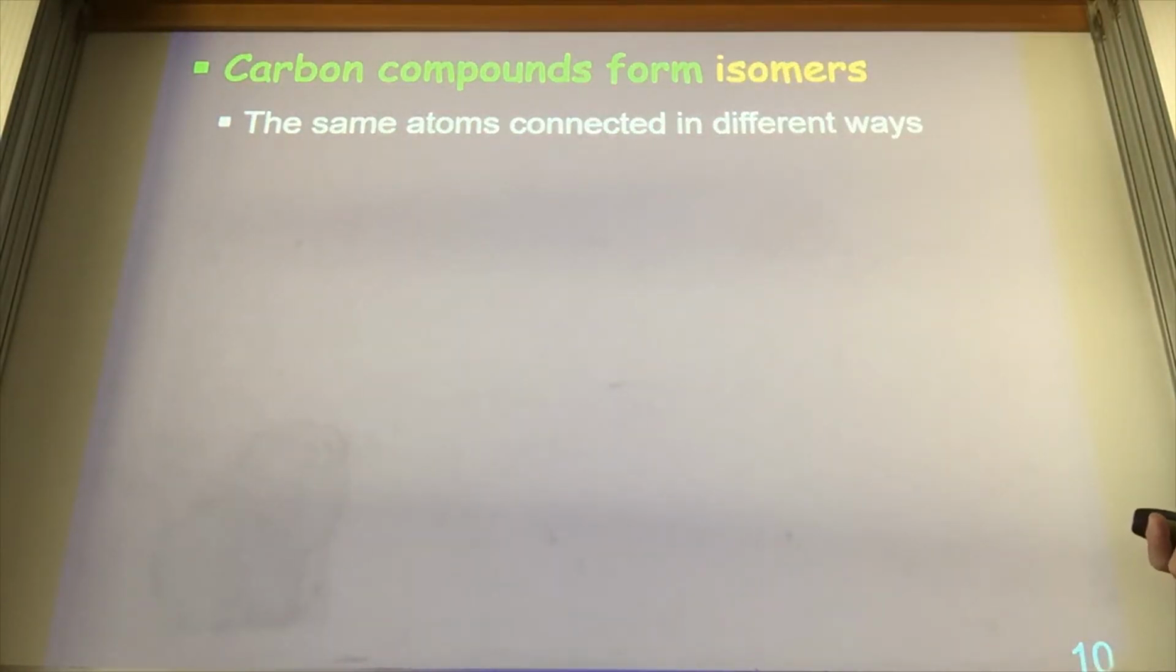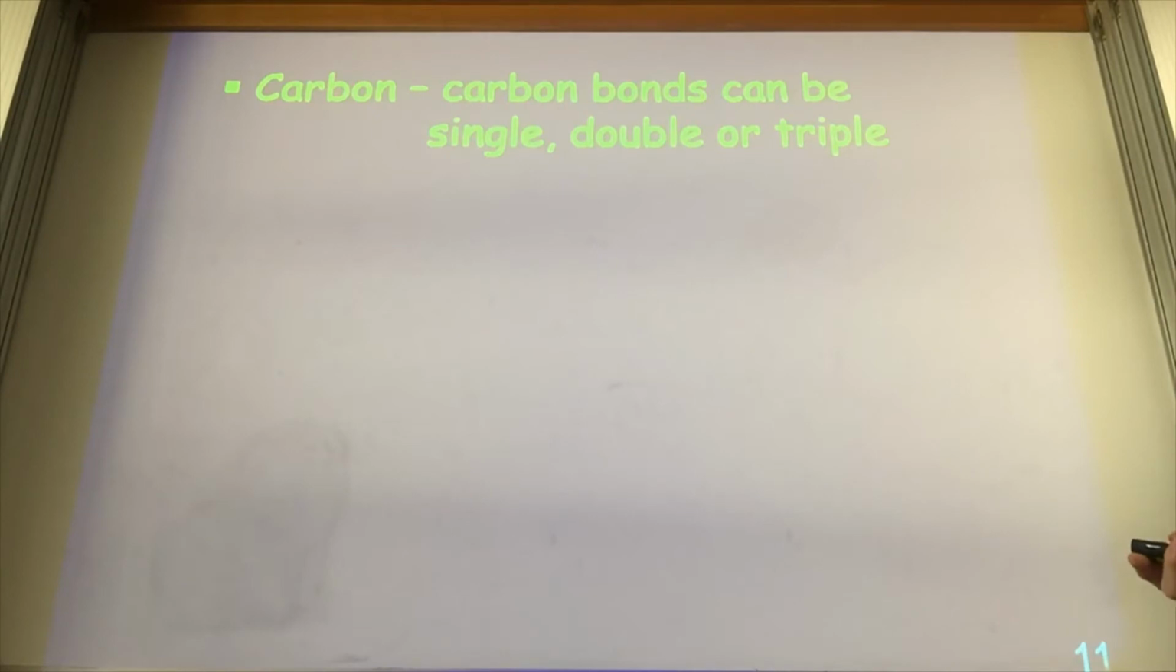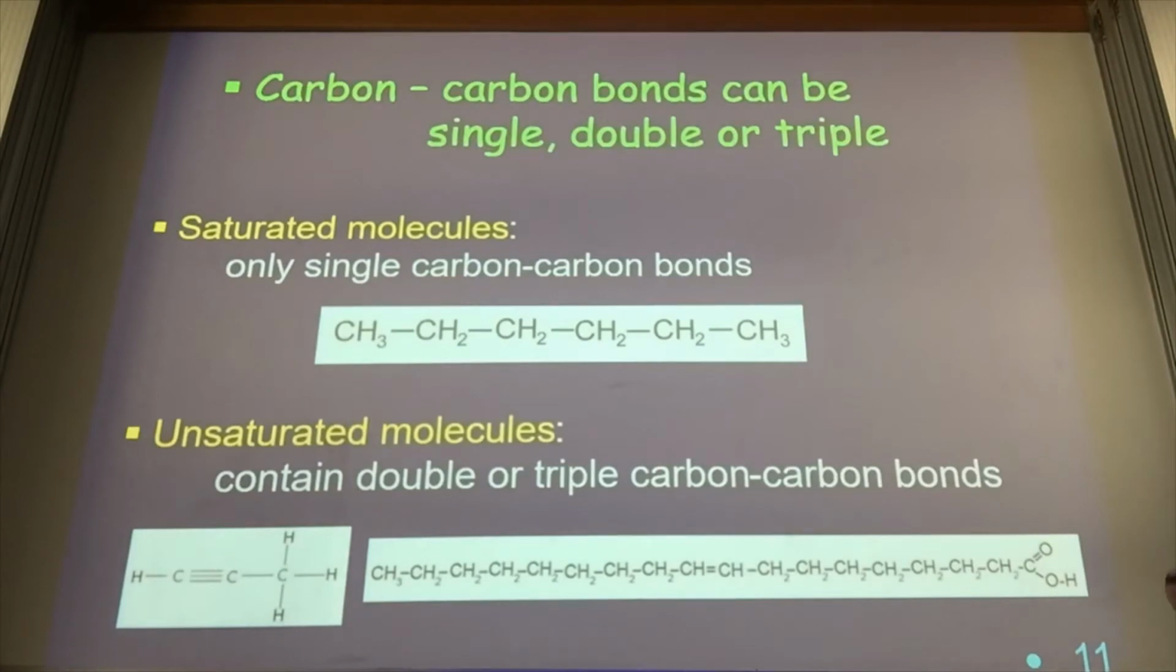Carbon compounds form isomers. That means you can get the same combination of atoms connected together completely differently. So C3H7O2N can be a whole range of different molecules. Only one of these is useful in the body, and that's L-alanine. Carbon-carbon bonds can be single, double or triple. If they're all single bonds, we call it a saturated molecule. If there are carbon-carbon double or even occasionally triple bonds, we call it an unsaturated molecule.